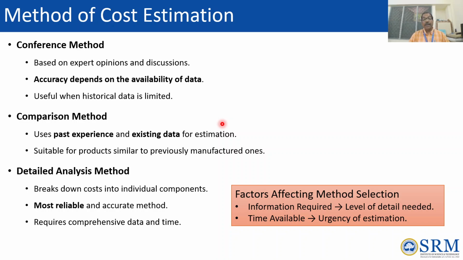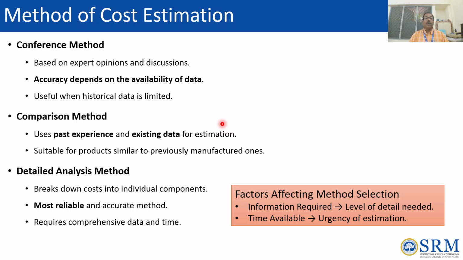The second one is the comparison method. So use past experience and existing data for estimation. Your company already has some data related to that particular product from previous years. Use that, take your existing data and do some analysis, or if you need any modification in the product, you do some small modification in that, so that the cost can be easily estimated.